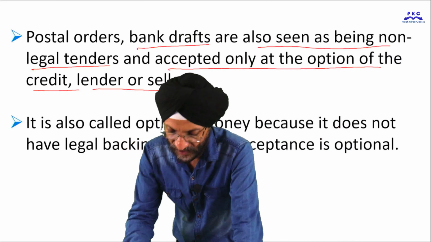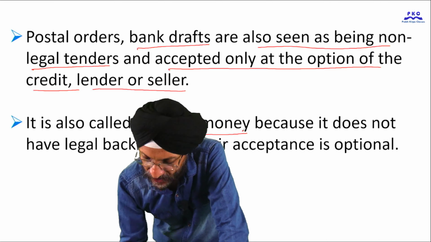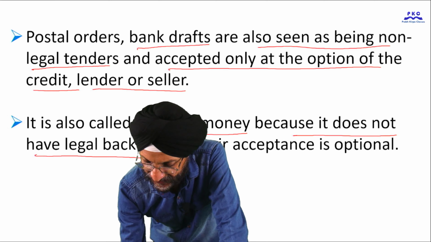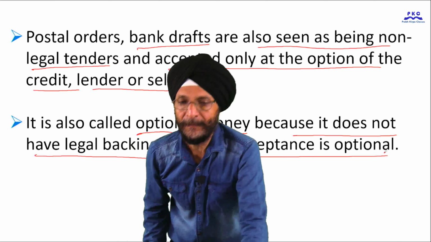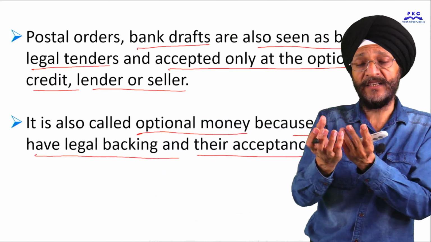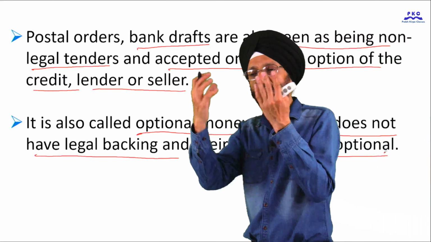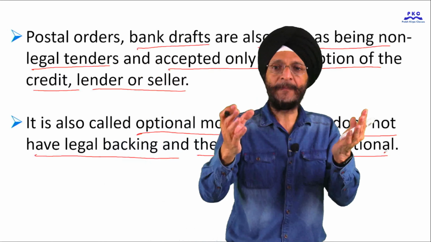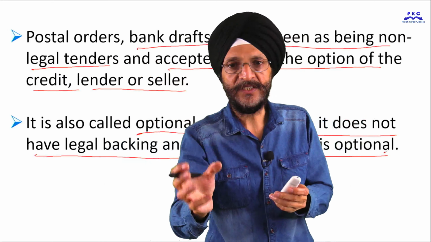Checks are also known as optional money, because they do not have legal backing and their acceptance is optional, that is, at the will of the seller or the dealer. He may or may not accept the payment by way of checks.